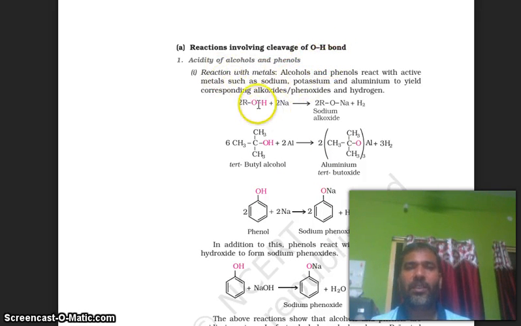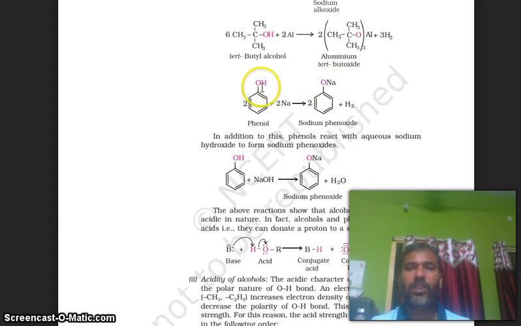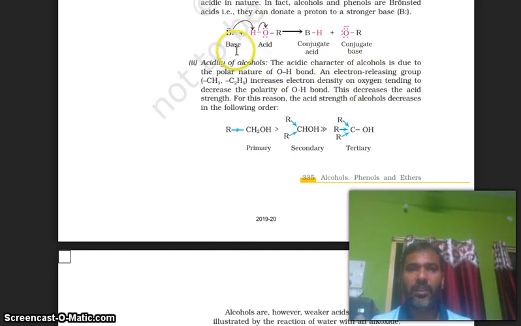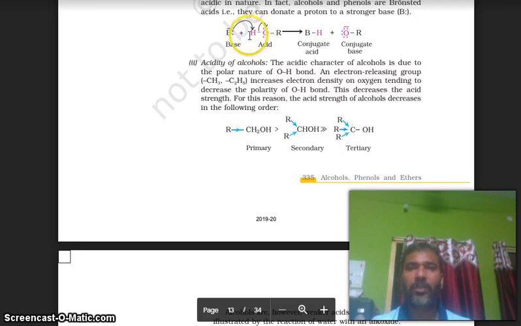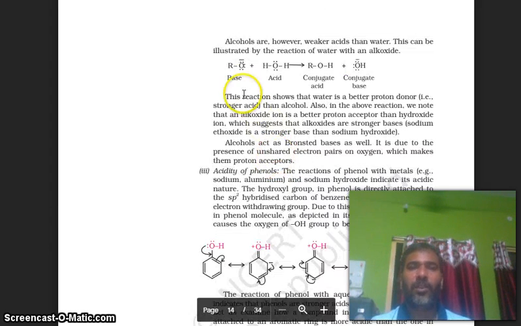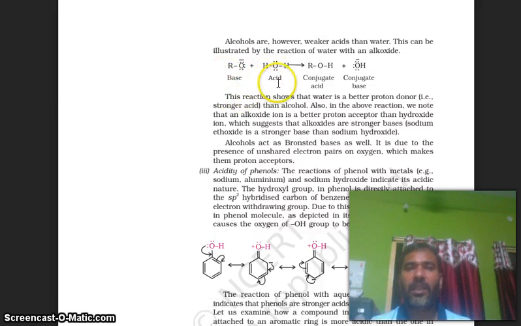So, reaction with metals: this OH gives sodium alkoxide, aluminum tert-butoxide, sodium phenoxide. This is the base, this is the alcohol; the base traps this hydrogen, forming conjugate acid and conjugate base. Now, acidity of alcohol: here is one donating group, here two donating groups, here three donating groups. This is tertiary, this is secondary and this is primary.